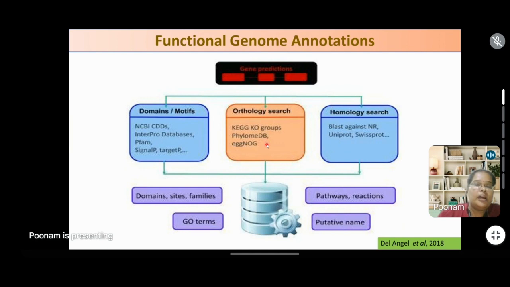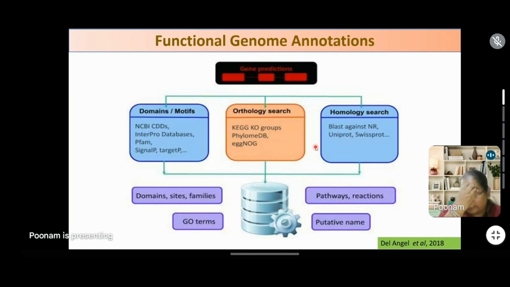the phylogenetic relationship with other proteins, or homology detection with other databases, for example UniProt and SwissProt, which are available in the public domain. One can go for the annotation of the function of the genome at the functional level to decipher which kind of function, which kind of specific domains, families, sites, or whether they can be involved in any pathways or biochemical reactions occurring inside the cell. They all can be there.